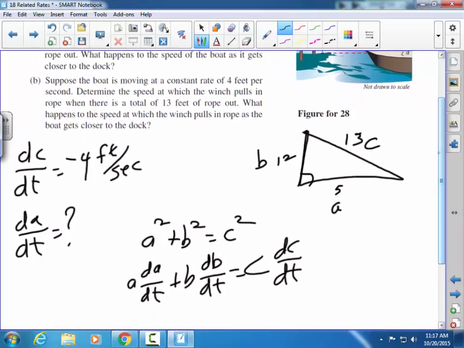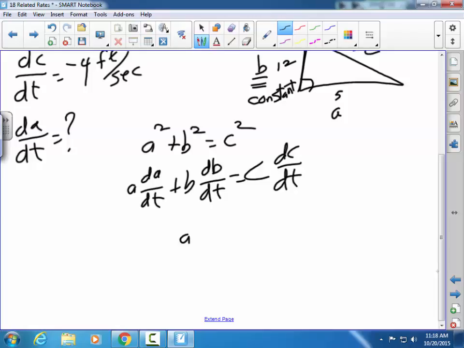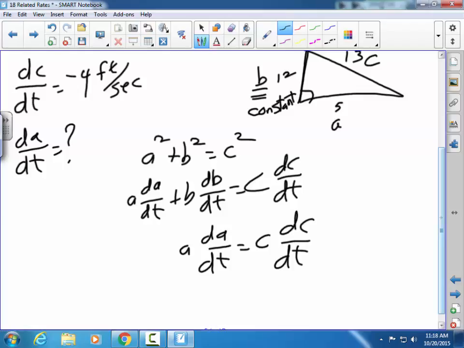All right, say that again now. You know that the dB over dt is 0, constant. Okay, she's saying this is constant. Because the boat's 12, now yes, if we keep pulling on the rope forever, eventually we're going to be picking the boat up out of the water here. But when it's 13 feet out, we're not picking it up out of water. So B is constant, so dB is 0. So then we can simplify this to A dA over dt equals C dC over dt. Maybe 2A, 2B. Good question. I left out some numbers here, didn't I?